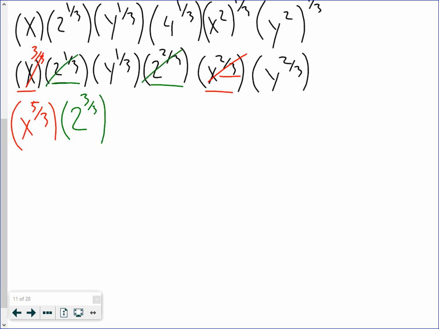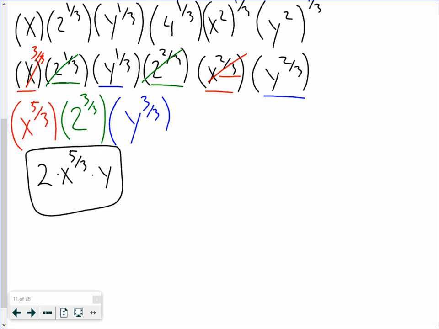And lastly, we have y to the 1/3 and y to the 2/3. They have the same base. We're multiplying them together, so we just add the exponents. So we get y to the 3/3. So if we rewrite this, we're just going to get 2 to the 3/3 is just 2 times x to the 5/3 times y. Y to the 3/3 is just y to the first, which is just y. And that would be our simplified answer for number 1.